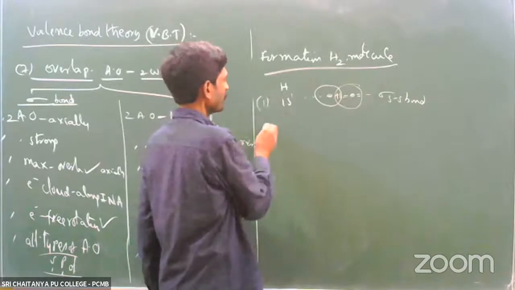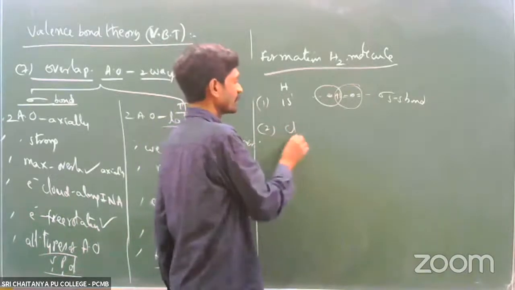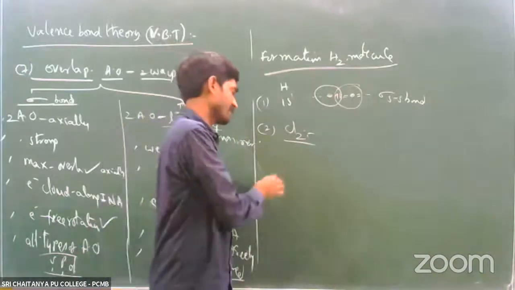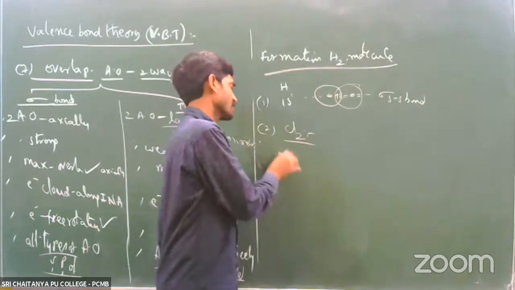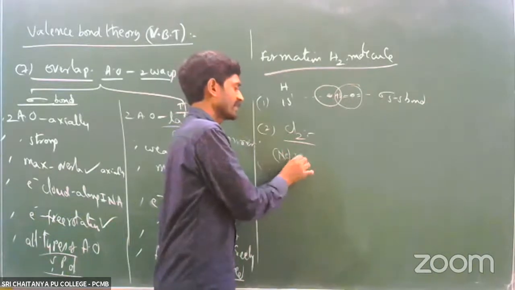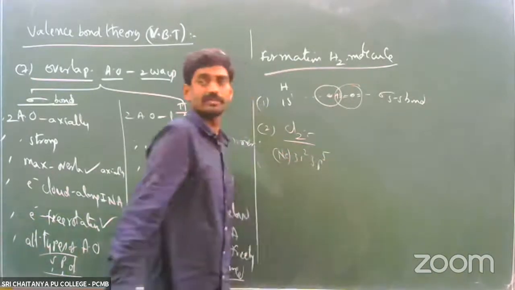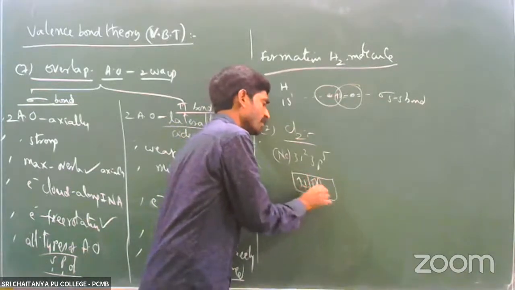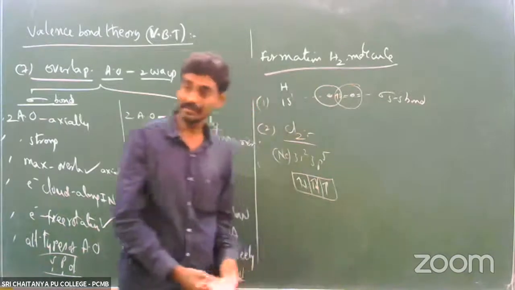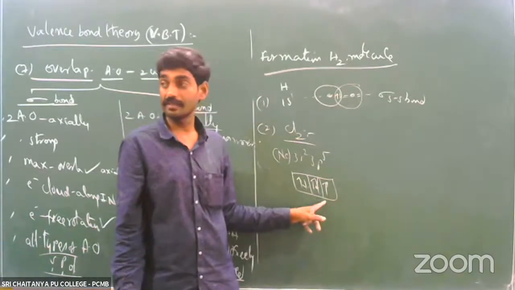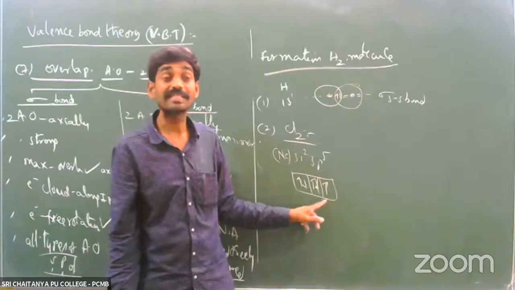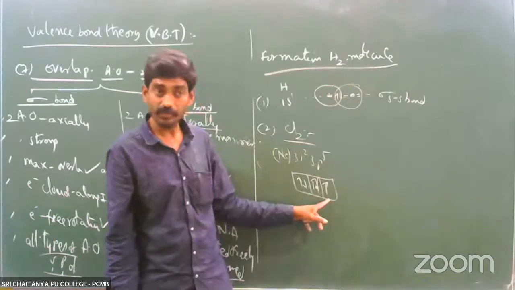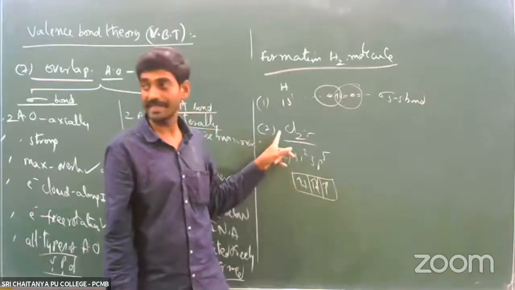Next one, formation of Cl2 molecule. In Cl2 molecule, you know the atomic number is 17. The electronic configuration is neon, then 3s2, 3p5. 3p5 means the p orbitals px, py are paired. Only pz is unpaired. We want only half filled or single atomic orbitals, right?